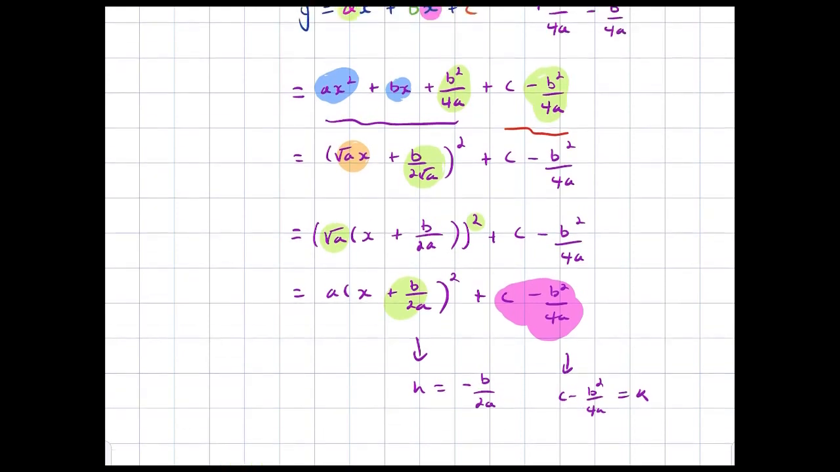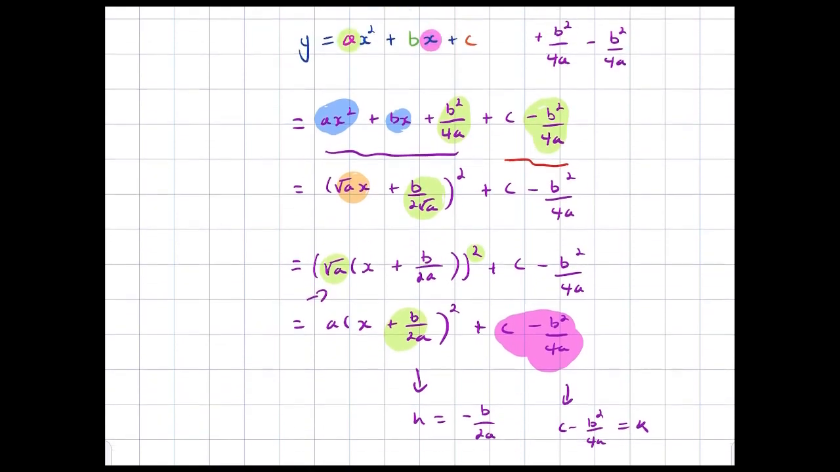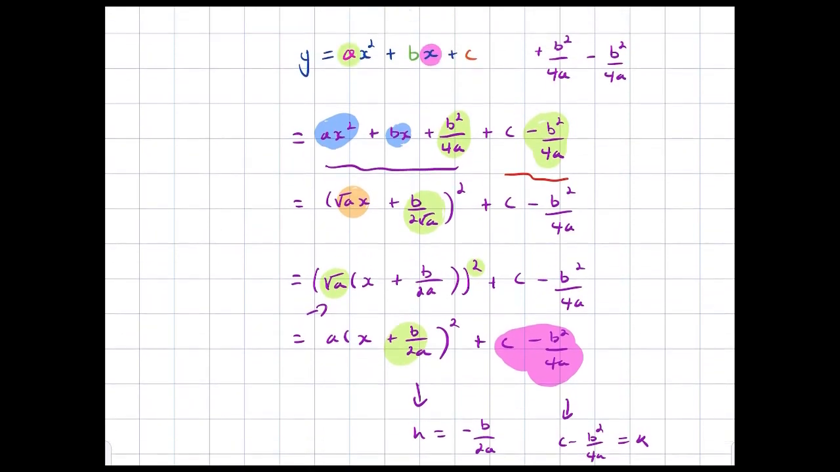I took the square root of a. Hopefully everyone noticed that I collapsed this and said, well, this went from being ax squared plus bx plus b squared over 4a to being the square root of a times x plus b over 2 root a, squared. Well, that assumes I can take the square root of a, right? That assumes that a is positive.